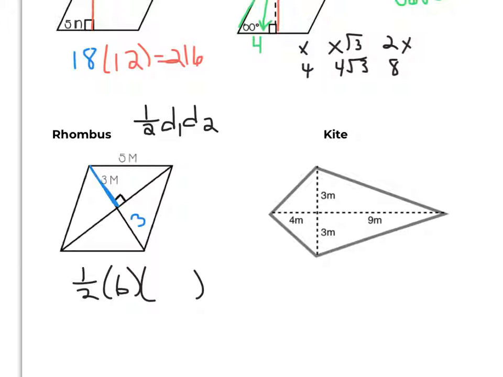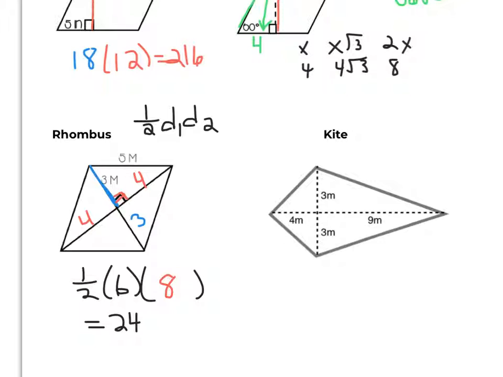A rhombus, these make a right triangle, so I can do Pythagorean Theorem, or see that, look, I gave you a 3, 4, 5 triangle. Yay! A squared plus b squared equals c squared. So then my other length is 8, and that means when I multiply those, I get 24.